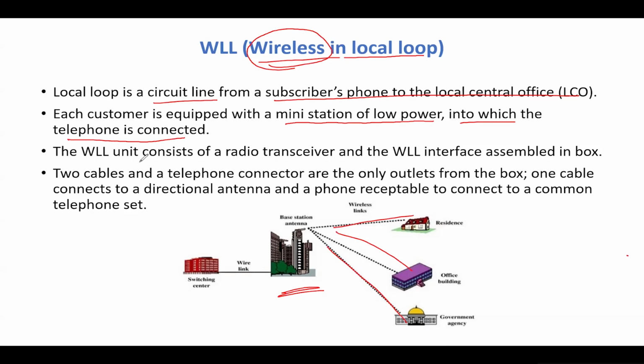The WLL unit consists of a radio transceiver and WLL interface assembled in a box. Two cables and a telephone connector are the only outlets from the box. So this particular box will have two outlets. One cable connects to the directional antenna, through which we are going to connect to the other systems. The other one is a receptacle to connect to the common telephone set. So these are the two outlets which you will have in your WLL. This is called wireless in local loop.